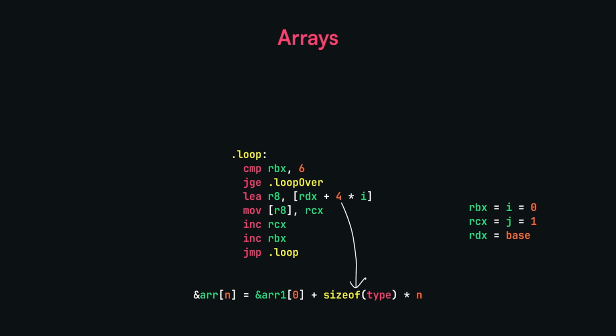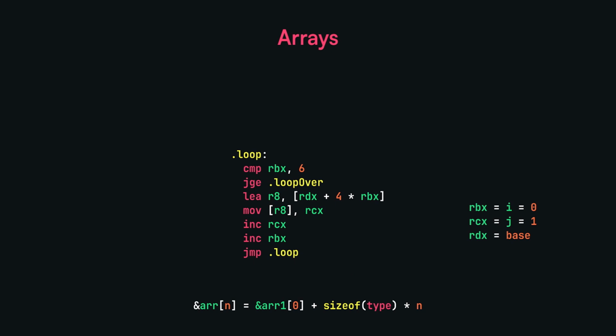Here, the size of int is already put by the compiler as a constant, then the value of n is that of I because we're accessing the ith element of the array, and we already know that RDX is the base address of the array, so we have that here. So this instruction basically calculates the address of the ith element of the loop and saves it into R8, then moves the value of RCX, which is J, into the address pointed to by R8. The brackets and the move instruction are used for dereferencing.